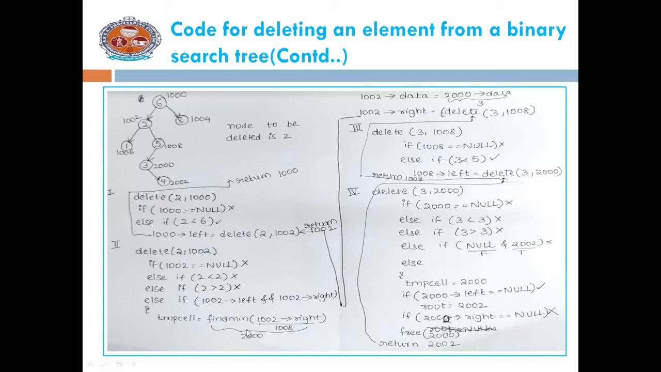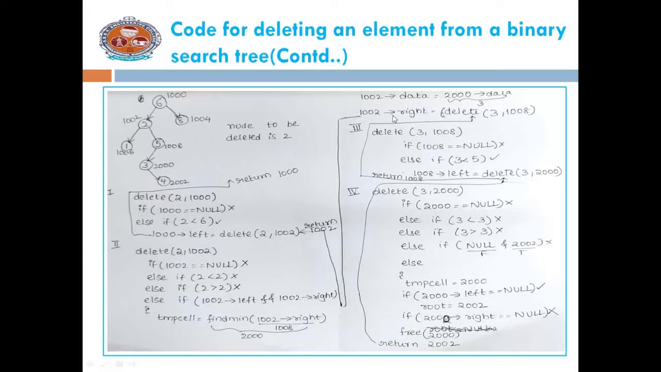So temp equals find min of 1002 of right. That means in this right subtree you have to find the minimum value. So we are calling the find minimum function here, which returns the value 2000. That means the minimum value is present in memory location 2000. In temp you will be storing the value 2000. And next, 1002 of data, that is the root of data, should be replaced with this data. So 1002 of data equals 2000 of data, that is we are replacing 2 with 3 here.